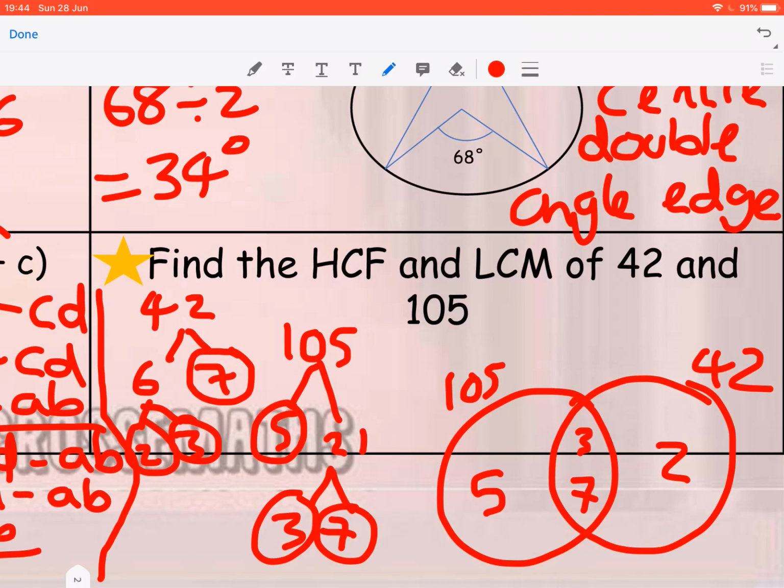The HCF is just the middle bits times together. So the HCF is 3 times 7, which is 21. So the 21 would be the biggest number that goes into 105 and 42.